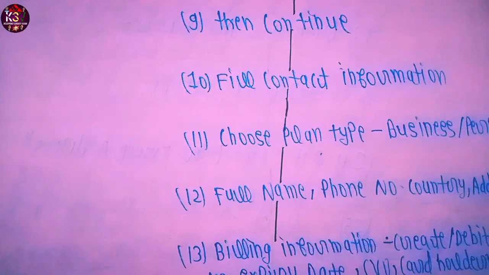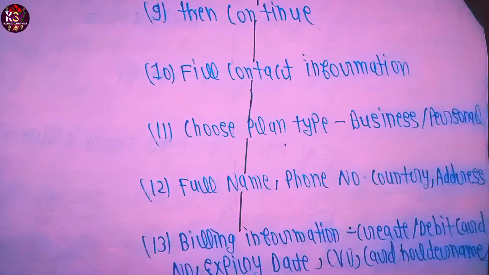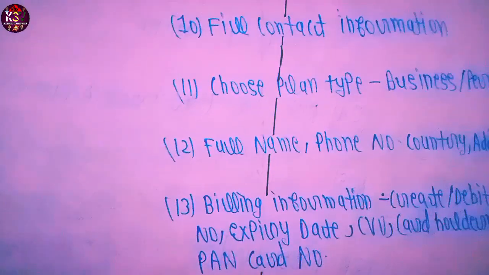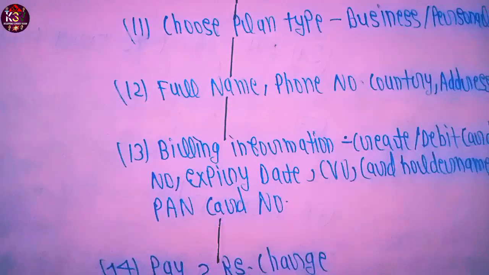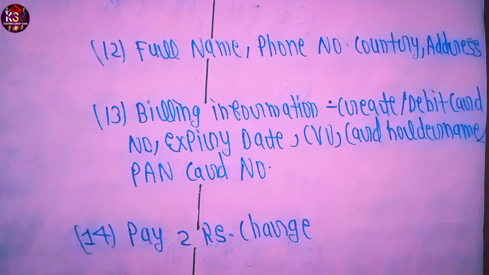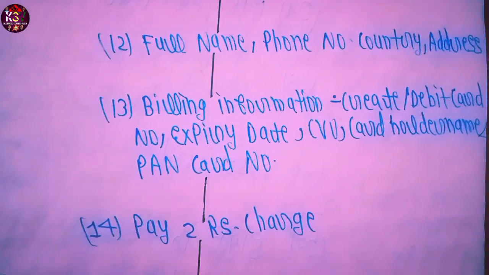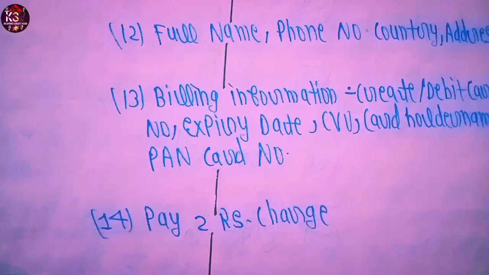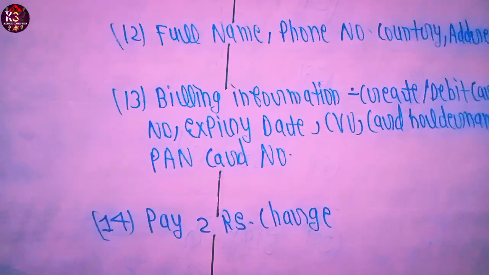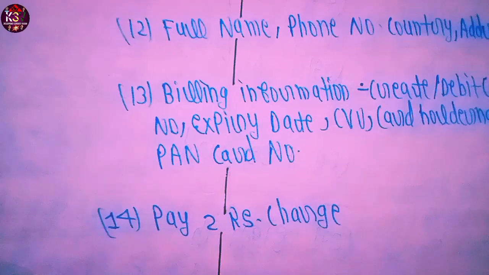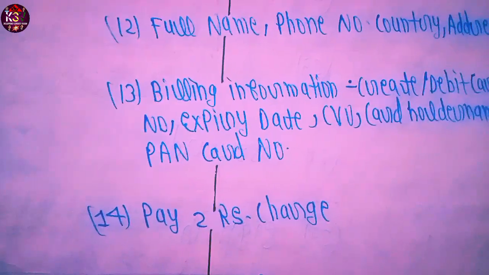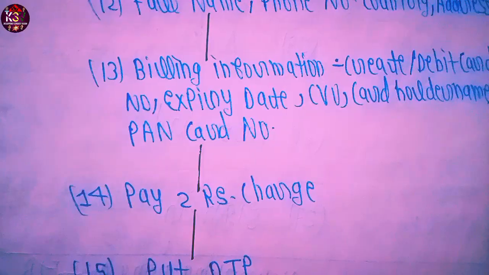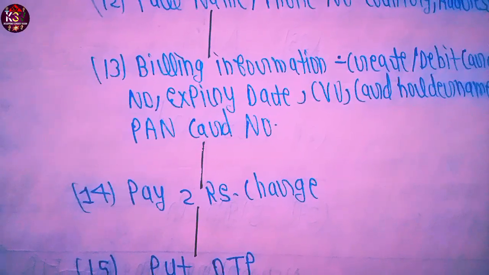Eleven, choose the plan type, business or personal, and enter your full name, phone number, and country address. Thirteen point is the billing information, which means you will pay for the account. Create it with a debit card: card number, expiry date, CVV, card holder name, PAN card number.